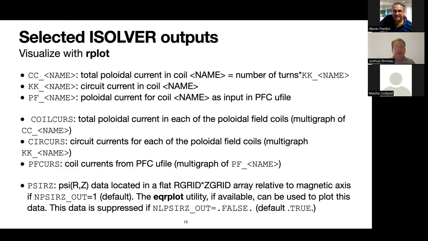Then you can do multiplots of these. COIL curves will give you the poloidal current in each of the coils. SIR curves gives you the circuit currents for each of the coils. And PF curves give you the coil currents from the U file. And there are also some options that can plot these against each other to look at the errors between the calculated and provided currents. You can also, if you set the N-SIRZ_OUT namelist variable to 1, which it is set by default, then the code will also output the poloidal flux on an RZ grid, which can be plotted to show the shape of the equilibrium.